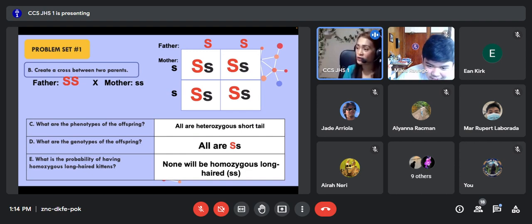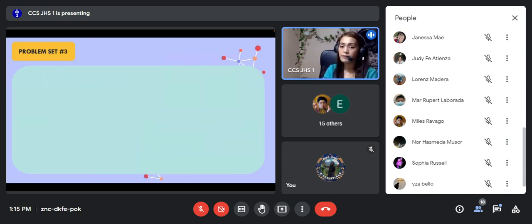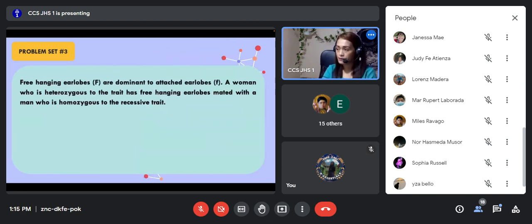Ay, sorry, long. If I remove the homozygous long, there should still be no chance, because they are all short-haired. I'm just making you verify. Long is a recessive trait, or sorry, recessive allele. So even if I remove the homozygous there, there's no chance of long-haired offspring because all of them are actually short-haired. All right.